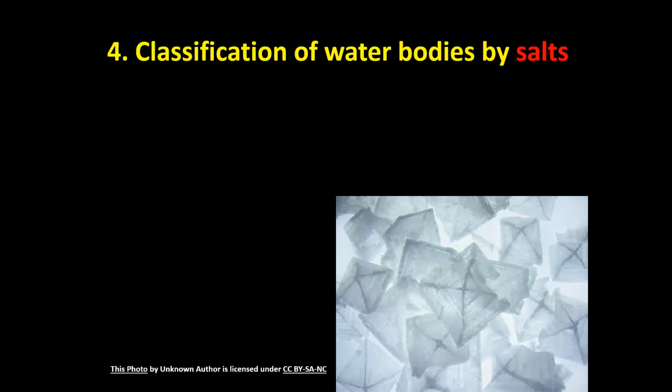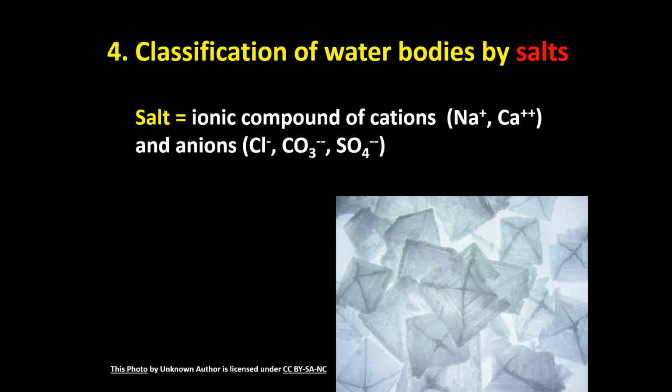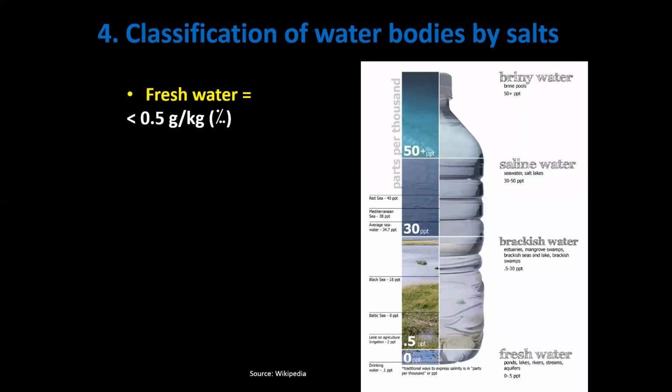Now we can also classify water bodies by their salt content. And salts are ionic compounds of cations such as sodium and calcium, and anions such as chlorine, carbonate, and sulfate. So fresh water is defined as less than 0.5 grams per kilogram, and that's not a percentage, that's a parts per thousand sign. So that's fresh water.